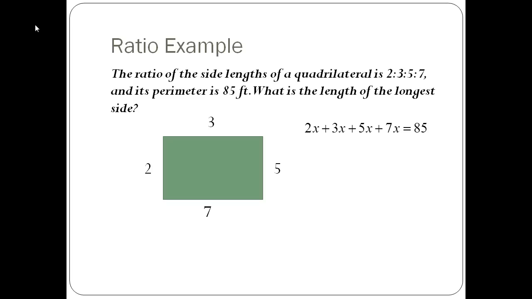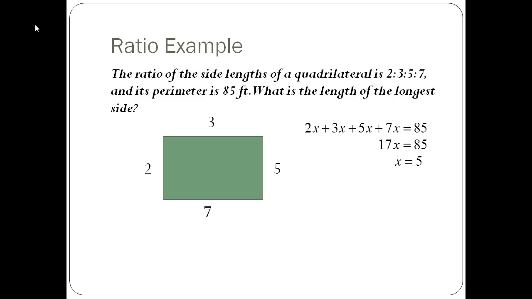Well, I can use my algebra. I can combine my like terms there. 2x, 3x, 5x, 7x. That's 17x total equals 85. And then divide by 17, I end up with 5. So if I take each one of these sides and multiply them out by 5, I get 10 and 15 and 25 and 35. And I add those together, I get 85 total.